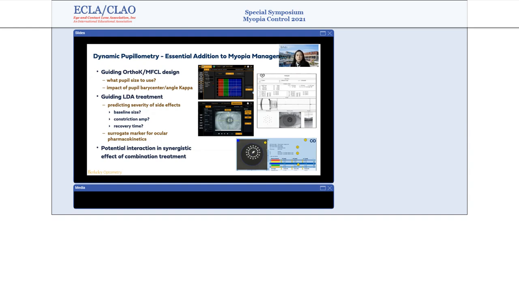Lastly, with recent studies reporting a potential synergistic effect of an optical treatment combined with low-dose atropine, with one of the proposed mechanisms being that low-dose atropine potentiates the optical impact with a slight pupil dilation, understanding pupil behavior would definitely be very useful in teasing out the detailed mechanism in this synergistic effect of the combination treatment.